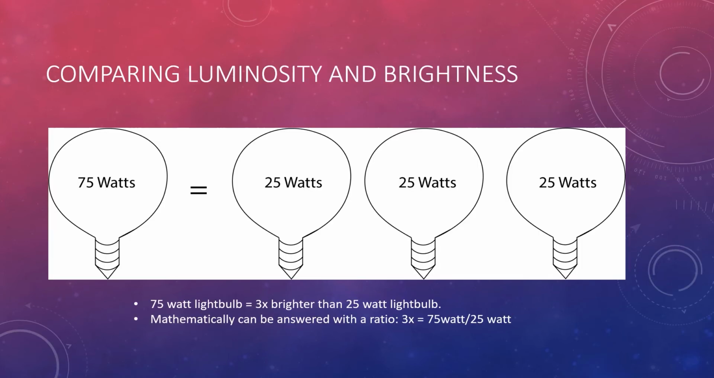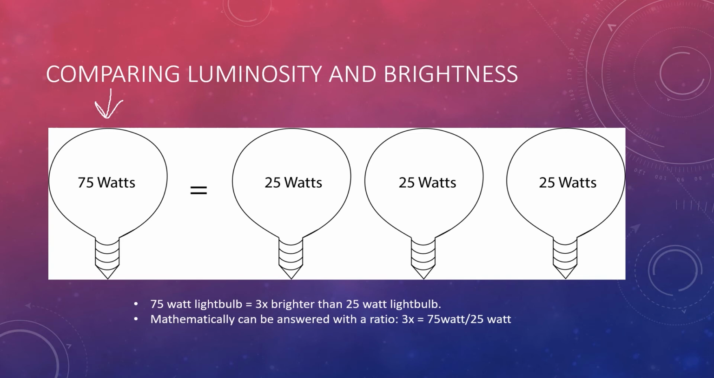All right, so now let's compare luminosity and brightness. Over here we have a 75 watt light bulb. That is its luminosity. Its luminosity is 75 watts. That's how much output it has made. This is equivalent to 3 times brighter than a 25 watt light bulb. Mathematically, the ratio can be answered as 3 times equals 75 over 25 watts.